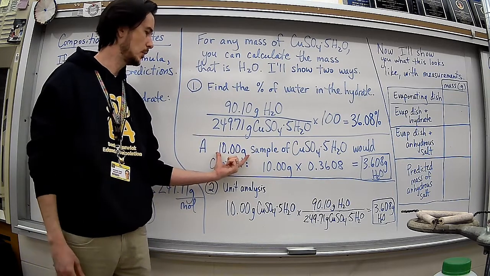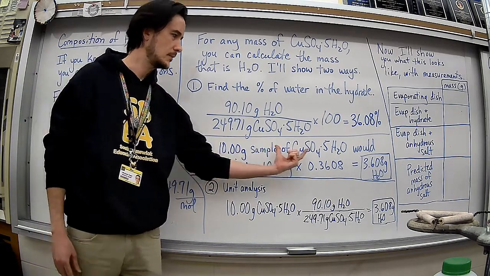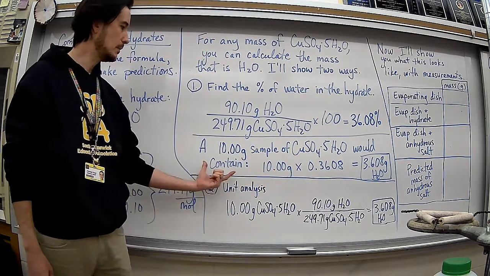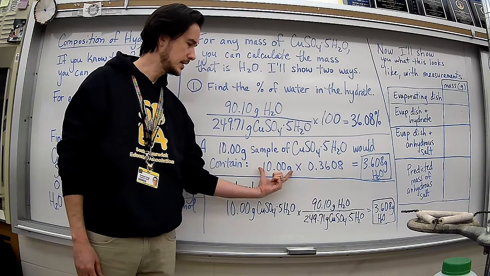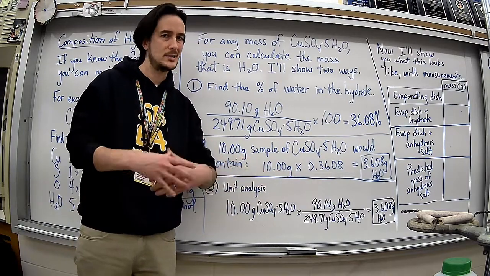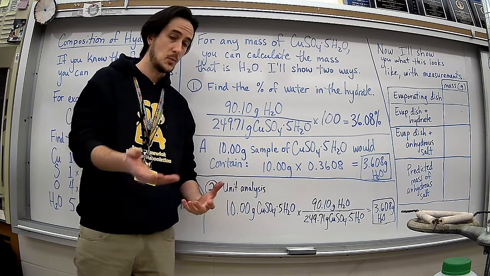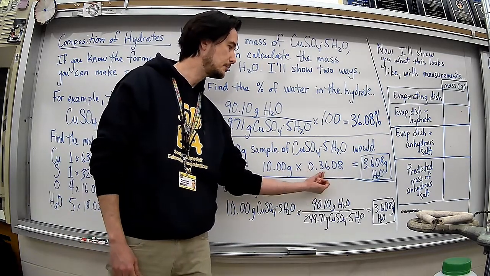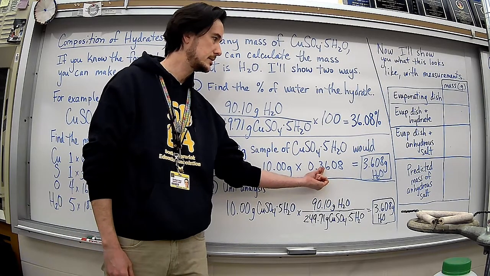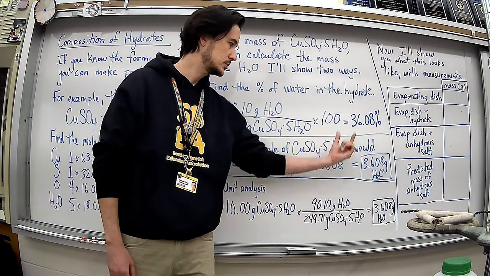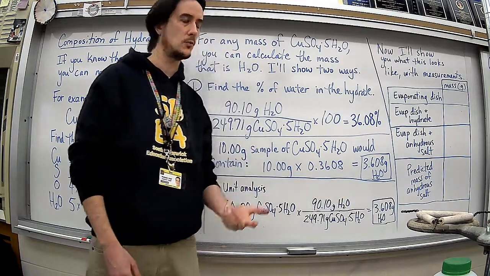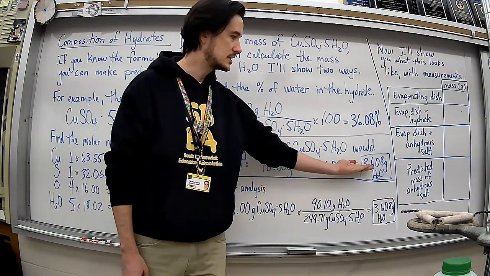We've got a 10.00 gram sample of this copper II sulfate pentahydrate, and if we multiply that 10 gram sample, by the way, this 10 grams, I just picked a number. You could weigh out a number, you could pick a 10 gram sample. If I multiply it by 0.3608, right, not the whole percentage but the decimal form, I get 3.608 grams of water. So a 10 gram sample has this much water in it.